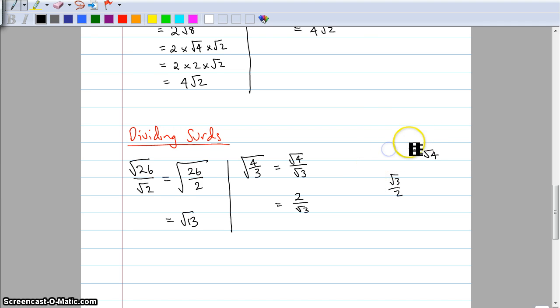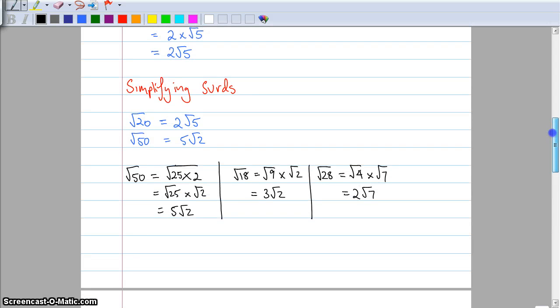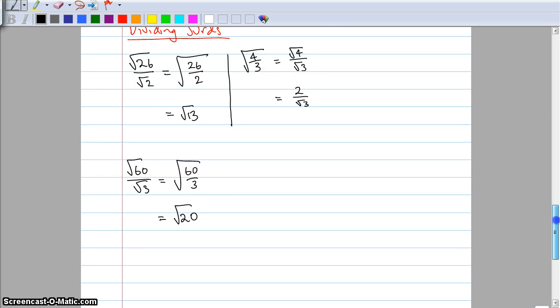Let me show you one more example of dividing surds. Let me just give you an example of, say, root 60 divided by root 3. That becomes root 60 over 3, and that is the same as the square root of 20. Now I have to think to myself, every single time I multiply or divide surds, I also have to think about the thing that we were doing before, which is simplification of surds. So I get to root 20 and I think to myself, does a square number go into that evenly, so that I can simplify it?